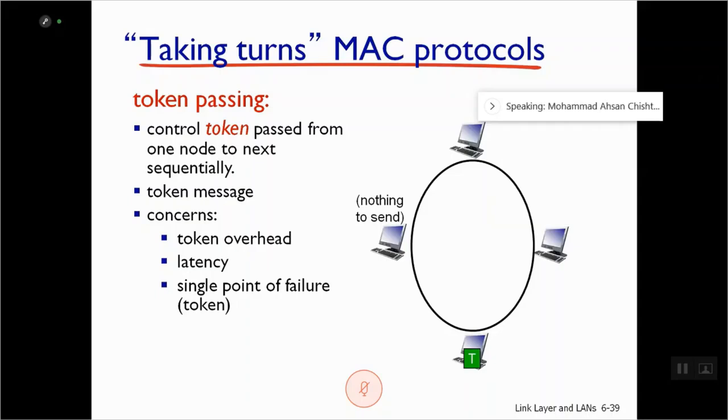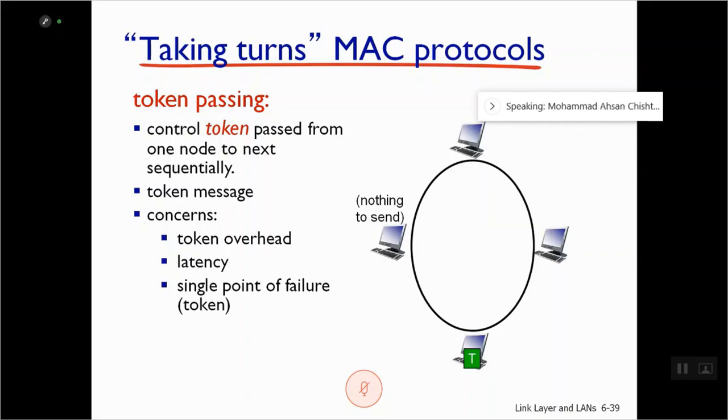Advantages that we have with token passing: it's a decentralized system, with no master-slave relationship. It has higher efficiency than what we have in the previous one. But it has some drawbacks as well. A small token overhead is there, passing of the token is there, and that introduces a certain latency.